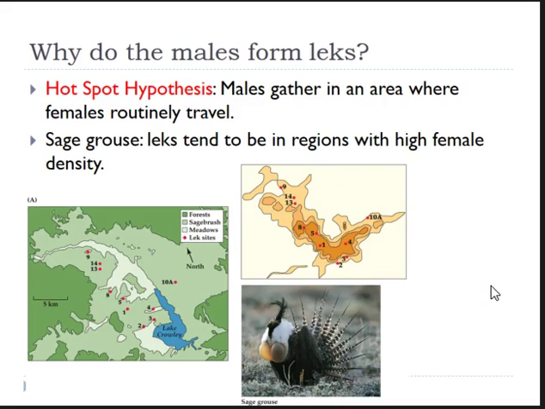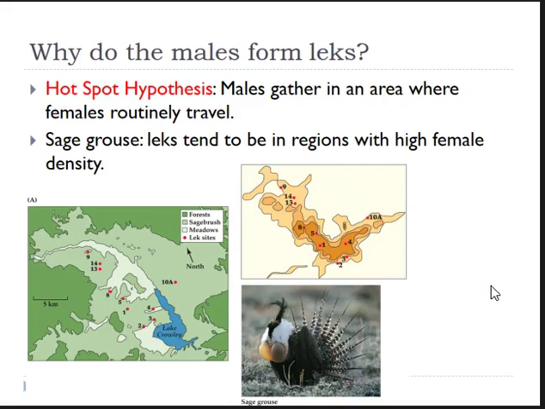So again, the idea of the hot spot hypothesis is that males will gather in an area where females routinely travel. So sage grouse are sometimes thought to be an example of this. I think I showed a video of sage grouse, right? They kind of walk around on the plains. They have these weird air sacs that inflate. They're just bizarro animals. But what they've done in this graph is try to map where leks occur and compare that to where you have high female density. In all cases, the females are relatively spread out.